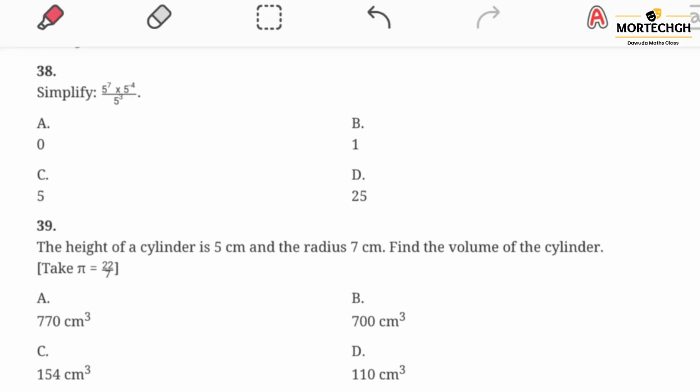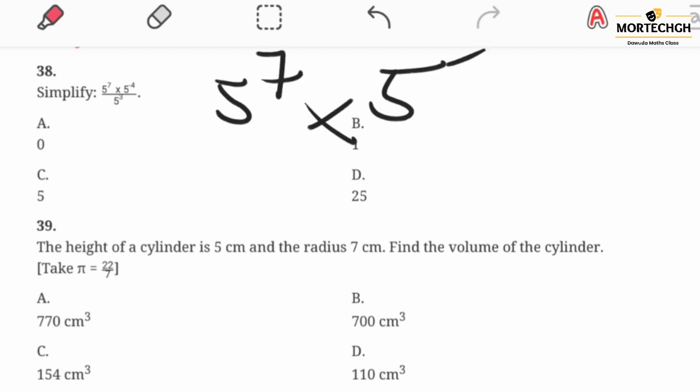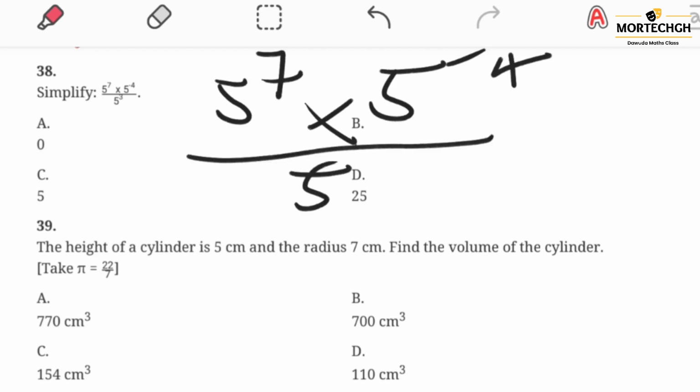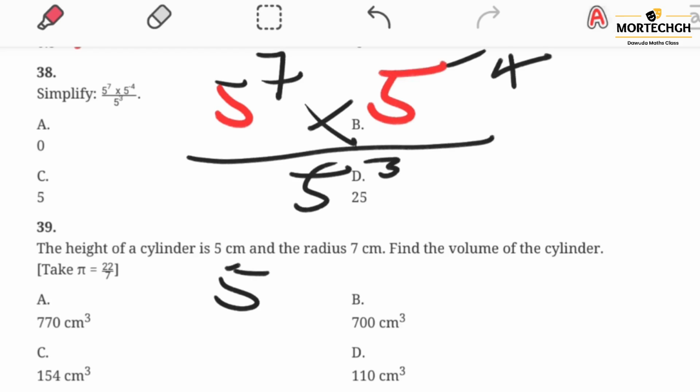Question 38. Simplify 5 to the power 7 times 5 to the power -4 all over 5 to the power 3. So you apply your indices here, that when you are multiplying and the numbers are the same, you add the exponents. So the statement is 5 to the power 7 times 5 to the power -4 all over 5 to the power 3. From the numerator, we have the same number 5 here, 5 here, so we add the exponents.